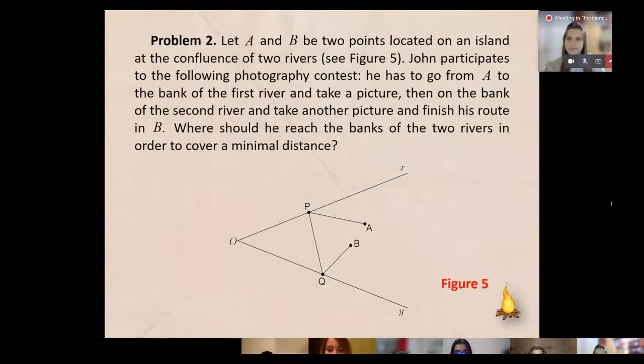Problem 2. Let A and B be 2 points located on an island at the confluence of 2 rivers. John has to go from A to the bank of the first river and take a picture, then to the bank of the second river and take another picture, and finish his route in B. Where should he reach the banks of the 2 rivers in order to cover a minimal distance?